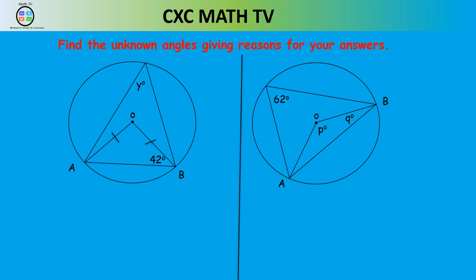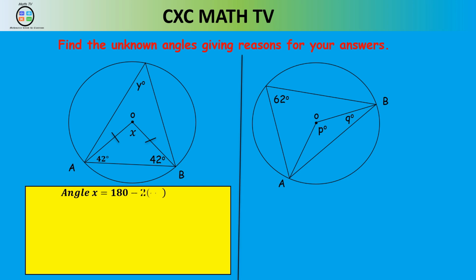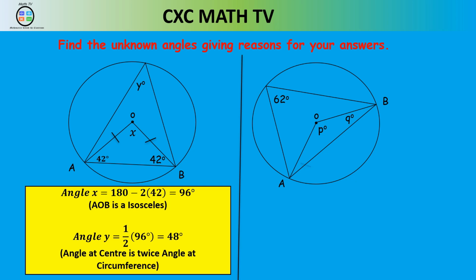And so therefore, angles in a triangle sum to 180. So angle x is going to be 180 minus 2 times 42, which is 96 degrees. And then angle at the center is 2 times the angle at the circumference. So angle y will be a half of 96 degrees, which is 48 degrees. Really nice. Easy. Let's go to the right now.